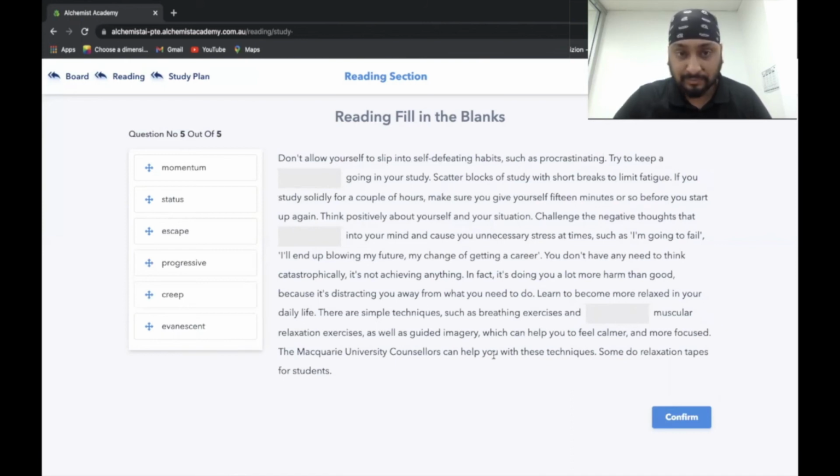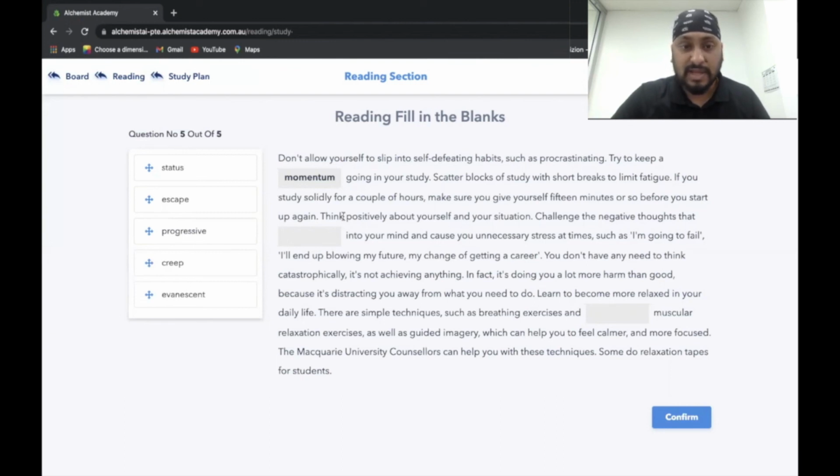Okay. It says don't allow yourself to slip into self-defeating habits such as procrastinating. Try to keep a dash for going in your study. A dash, a noun. So we had momentum, status. A status, no, we will say momentum to go in your study. If you study solidly for a couple of hours, make sure you give yourself 15 minutes or so before you start up again. Think positively about yourself and your situation.